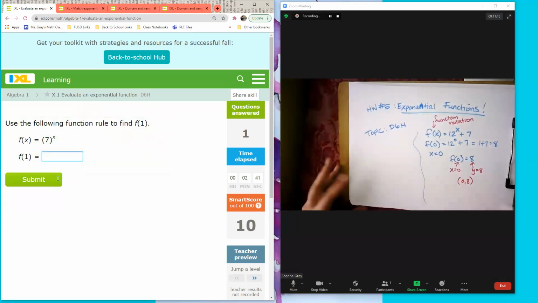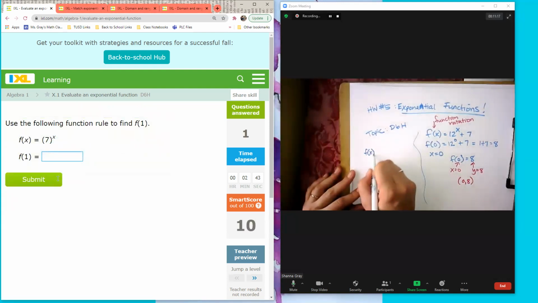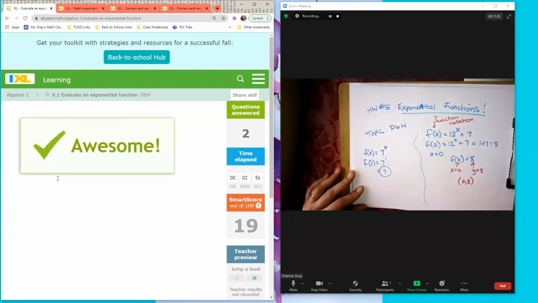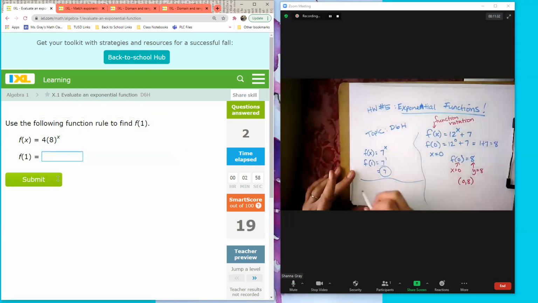So now let's try a few more. So f of x equals 7 to the x power. If I do f of 1, I'm going to have 7 to the 1, and anything to the 1 power is just itself. All right, f of x equals 4 times 8 to the x power.